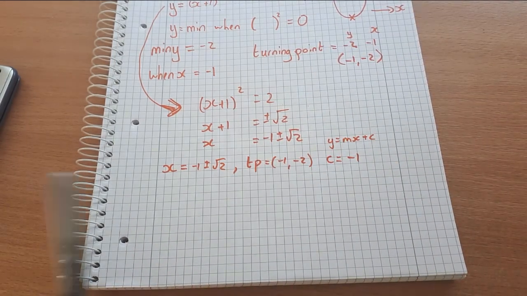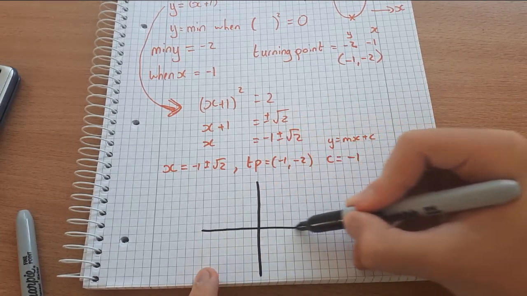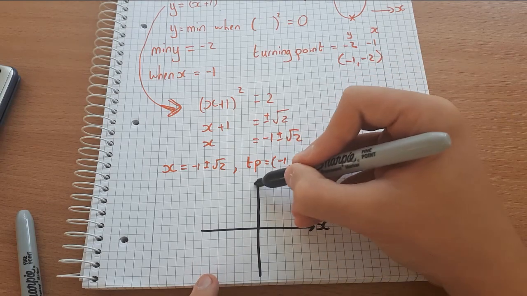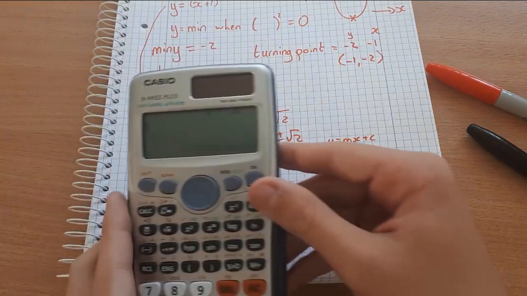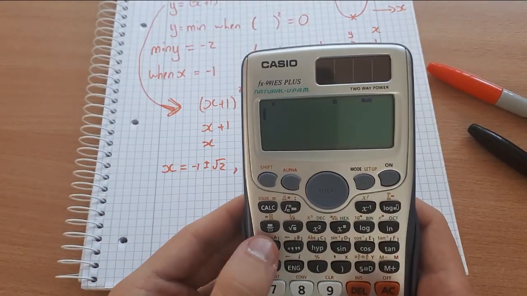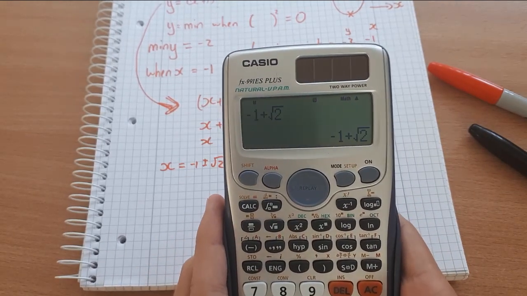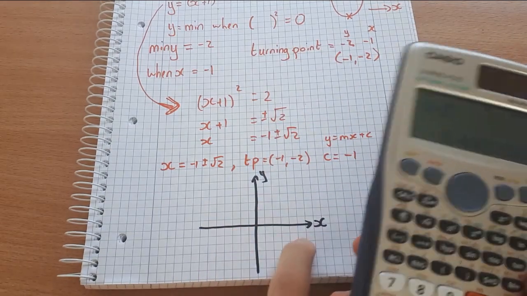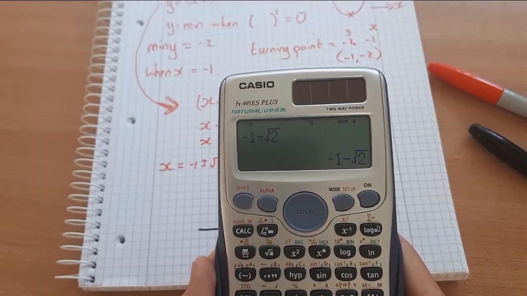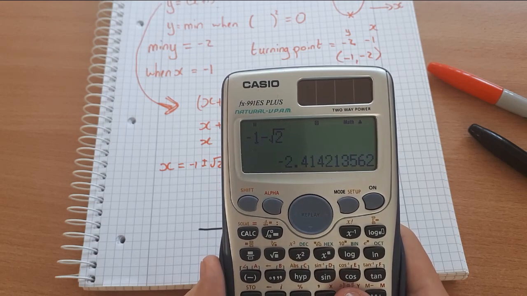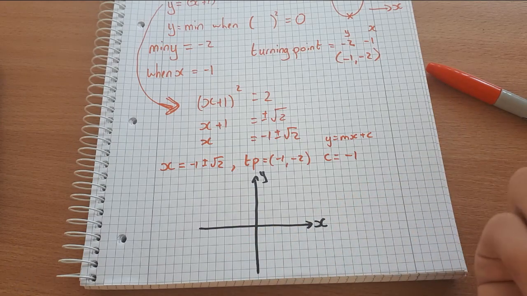Now we have to draw the graph. I'm going to quickly grab a black pen and sketch some axes. So we have x and we have y. Now, what I like to do is work out my x values. So this here, we have minus 1 plus or minus root 2. So minus 1 plus root 2 equals 0.4, so it's going to be on the positive side of the x-axis, and then minus 1 minus root 2 is equal to minus 2.4. So we kind of have our values, it's 0.4 and minus 2.4.